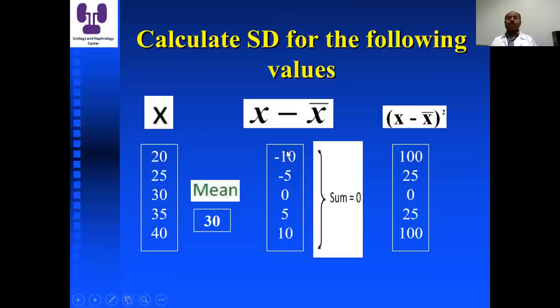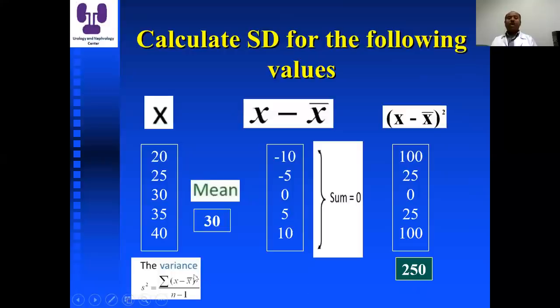So 10 times 10 equals 100. And I omit minus 5. The squares are 25, 0, 0, 5, 25, 10, 100, because I multiplied each by itself to the power of 2. So the sum of these (x minus x-bar) to the power of 2 equals 250.